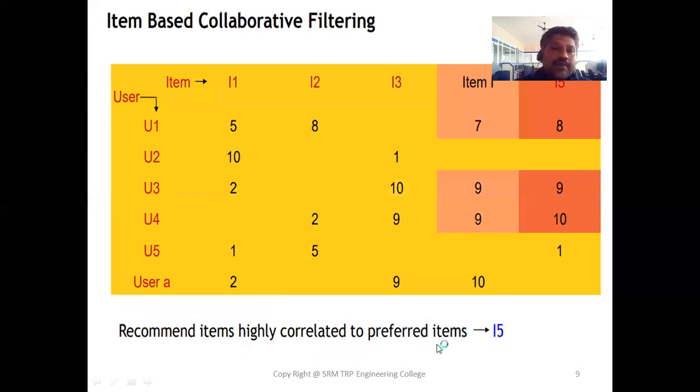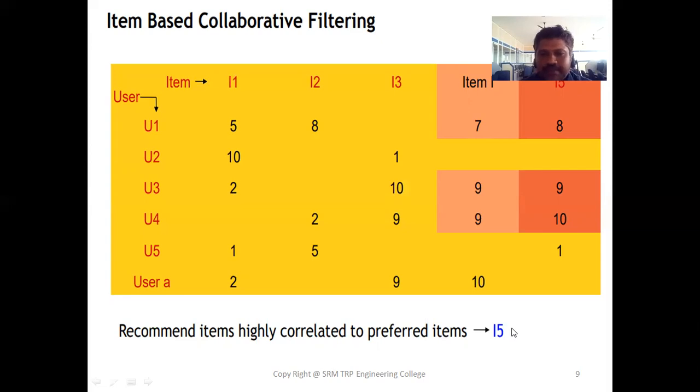Then we go for item-based collaborative filtering. Here, instead of finding the similar users, I'm going to find out the similar items. In the same example, if I see now, these two items have similar ratings given by the users. So these items are similar. Among the items, we can recommend I5 to the new user.